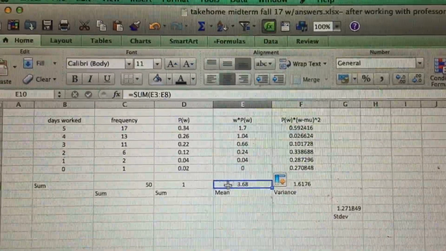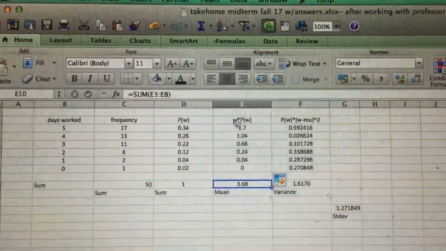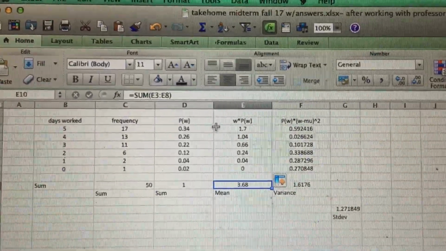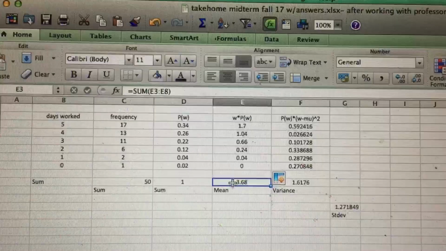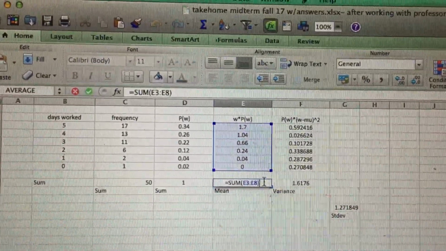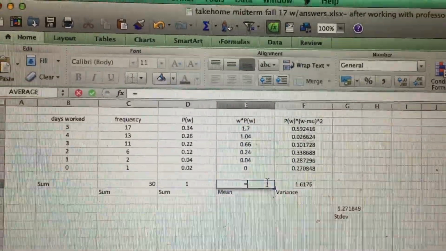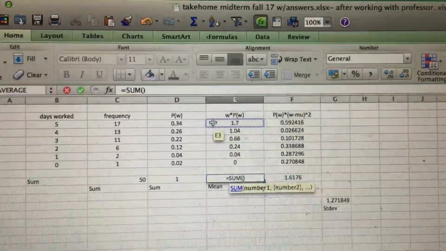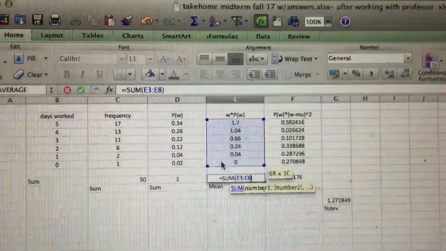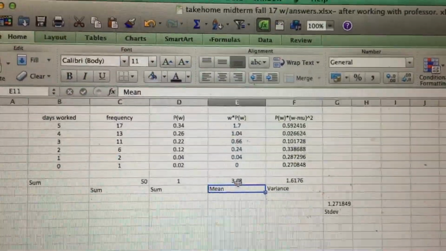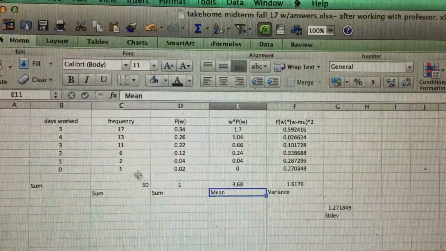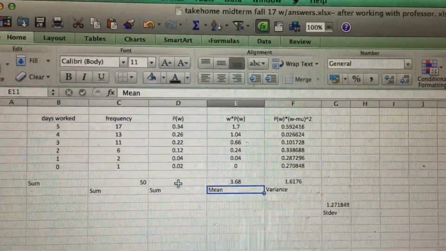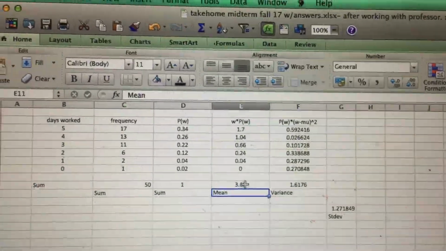So you need to get the sum of all of this. Let me just type that in so you can see. I click the sum button and highlight everything in here. There you go, 3.68. That's all I did for these two: I pushed sum and highlighted all of this, and that gave me 1. Sum of all of this gives me 3.68.